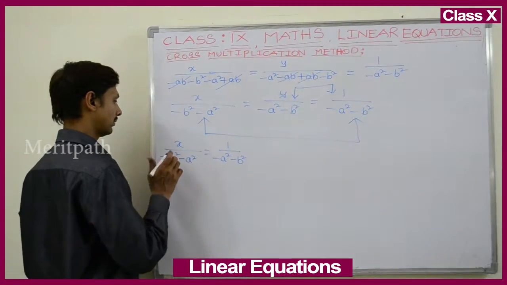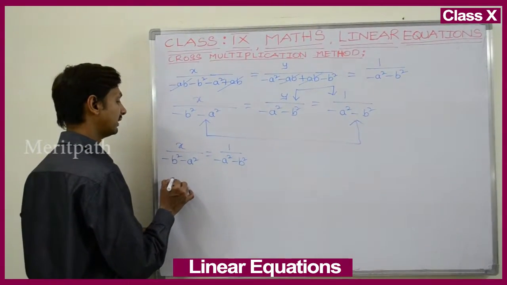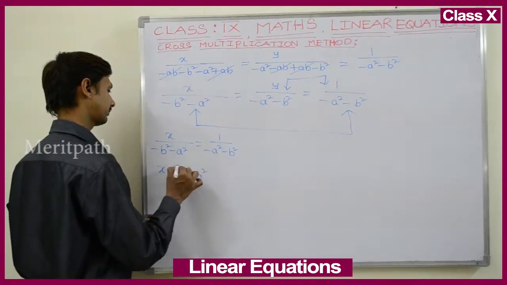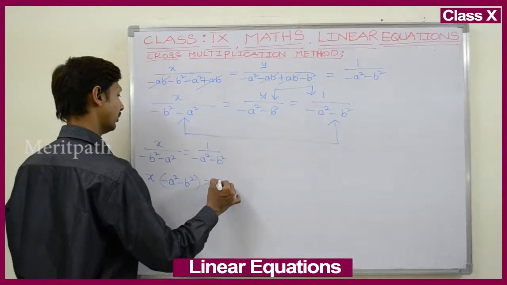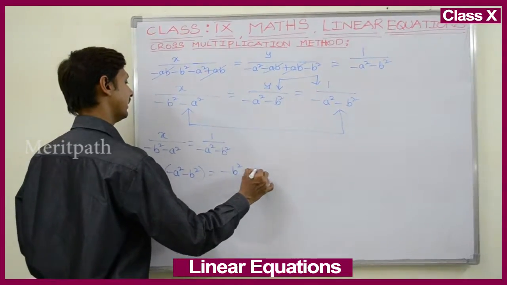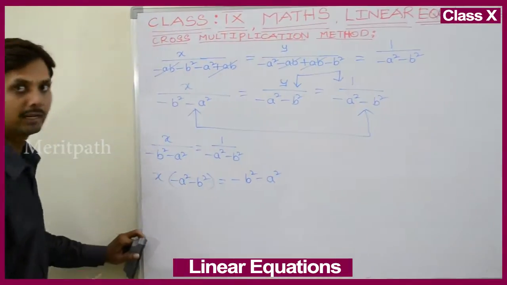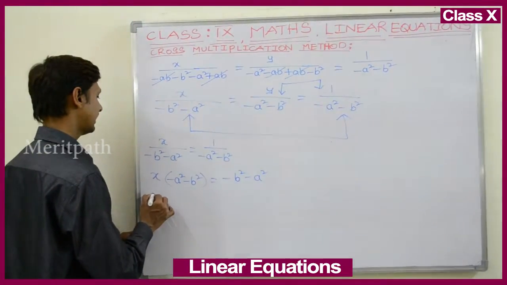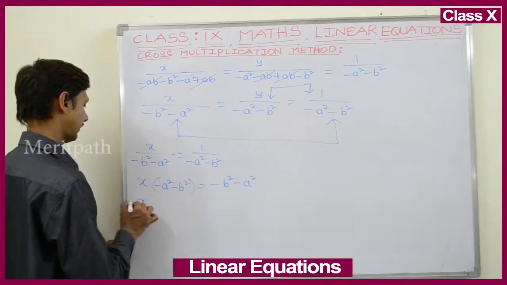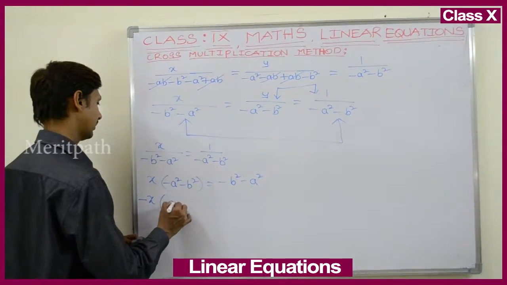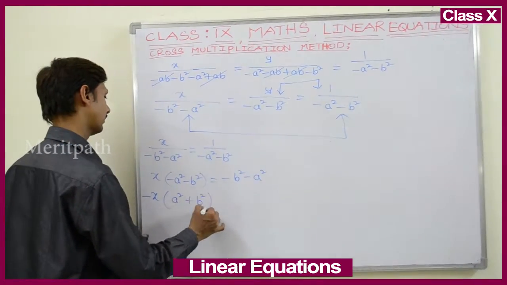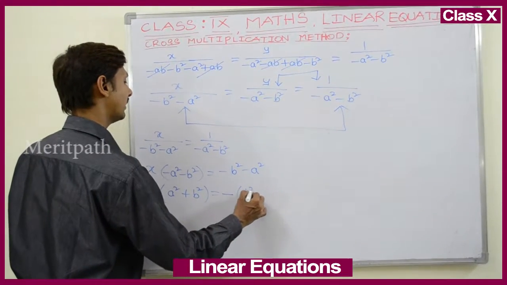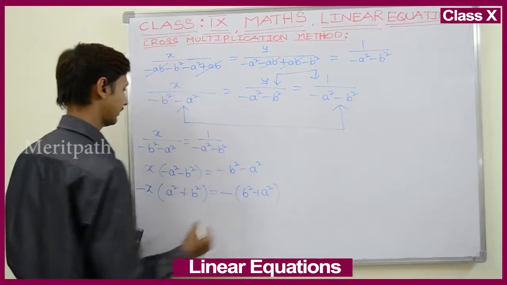When we do cross multiplication here, x into minus a square minus b square equals minus b square minus a square into 1, the same value. When we take minus common here, it becomes minus (a square plus b square) equals, taking minus common in this, minus (b square plus a square).